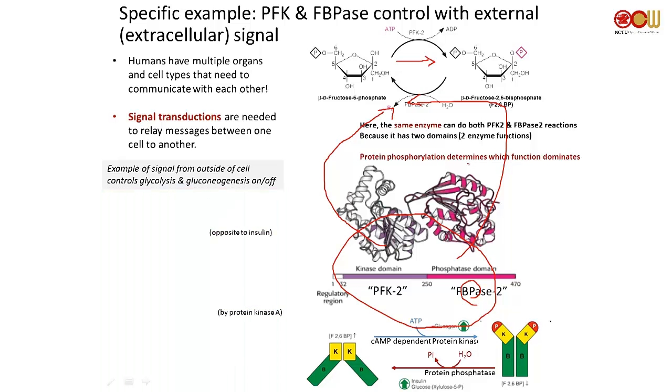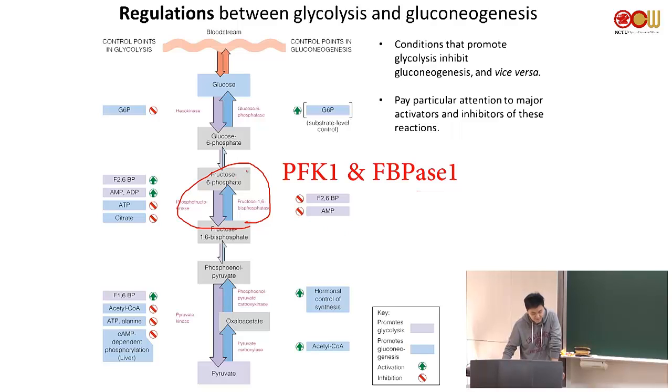Let me rephrase this again. We agreed that phosphofructokinase, this enzyme, and FBPase, this enzyme, are very important steps in glycolysis and gluconeogenesis for regulation. We agree, right? And obviously you can see there's a specific molecule that can activate glycolysis. This F26BP can activate glycolysis, and it can inhibit gluconeogenesis.